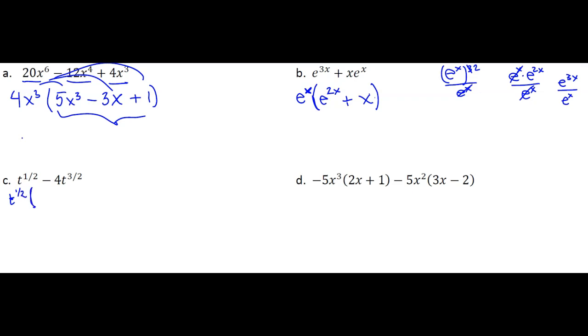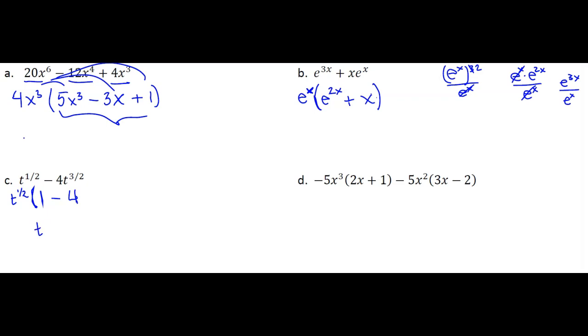And if you're dividing t to the 1/2 by t to the 1/2, you should be left with a 1. And then we'll have a minus, and we'll have this 4 left. And this, I think, is the trickiest part. We're taking a t to the 3/2, and we're dividing it by a t to the 1/2. And again, remember, the rule is you subtract exponents when you're dividing. So 3/2 minus 1/2 is 2/2. So that's just a t to the 1.